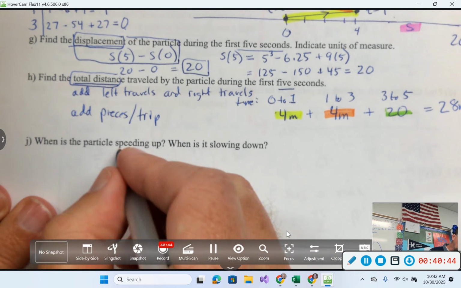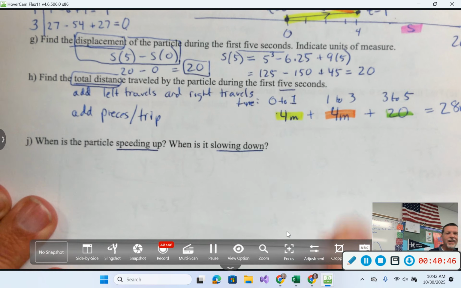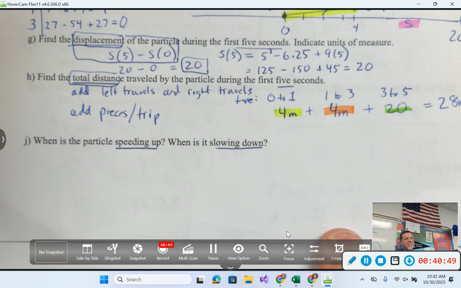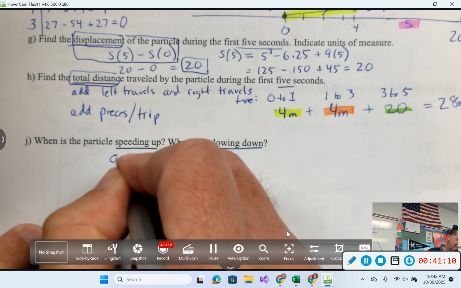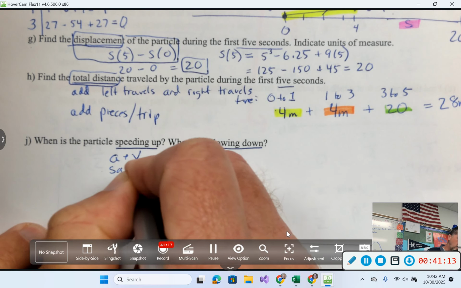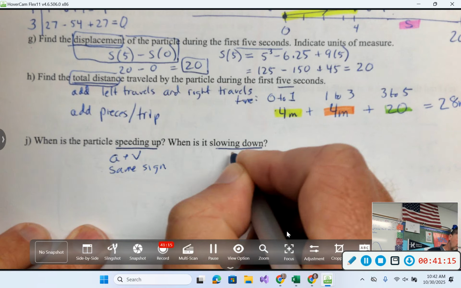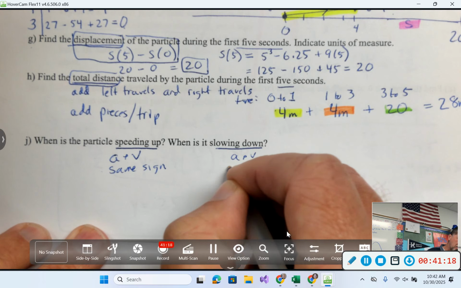All right, speeding up and slowing down. Claire, how do I know when I'm speeding up and when I'm slowing down? Velocity's positive or negative. Be careful. You answered the right question earlier. It's not velocity positive or negative. You gave this answer earlier to a different question. Oh, different signs. Same signs. Same signs or different signs of what? Of velocity and acceleration. So speeding up, A and V have same sign. Slowing down means A and V have opposite signs.